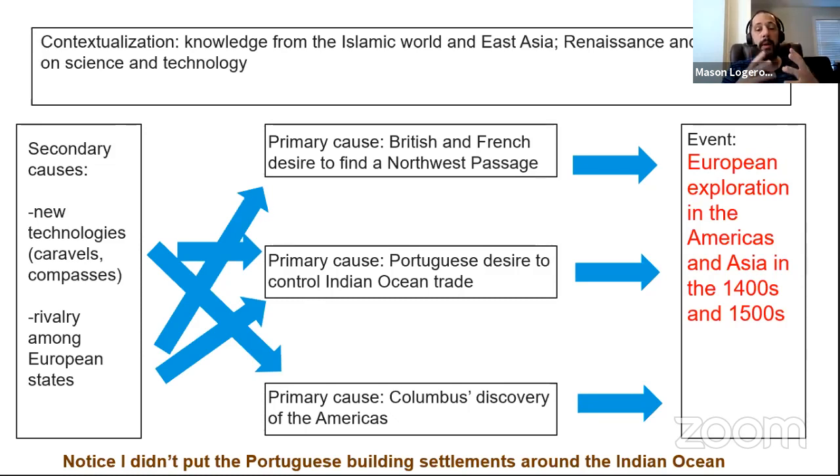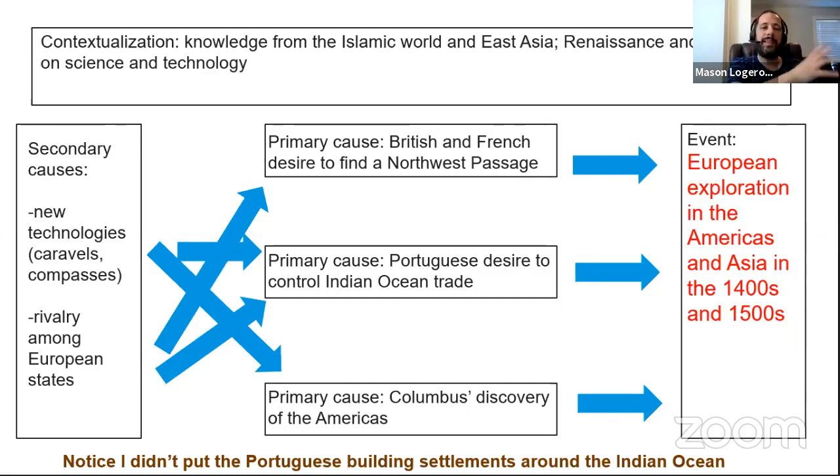All right, if you're thinking about primary causes, the Portuguese are wanting to control Indian Ocean trade. That is going to make a direct cause into European exploration in the Indian Ocean. Columbus discovering the Americas, of course, kicks off European exploration of the Americas and eventually conquest of the Americas. The British and French are still looking for a way to find the Northwest Passage. There's another primary cause that sets off exploration as well.